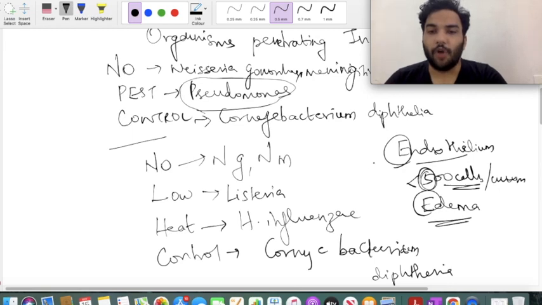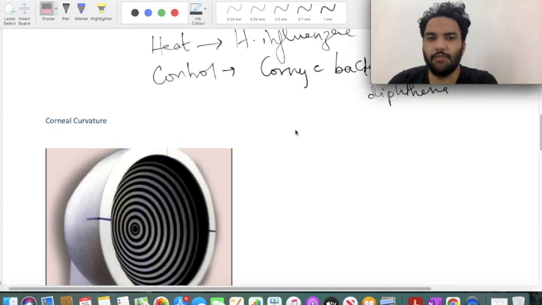And the normal endothelial count, which you should remember, is 3000 cells per cubic mm, but it should never be less than 500 cells per cubic mm. So these are instruments used in the diagnosis of cornea.